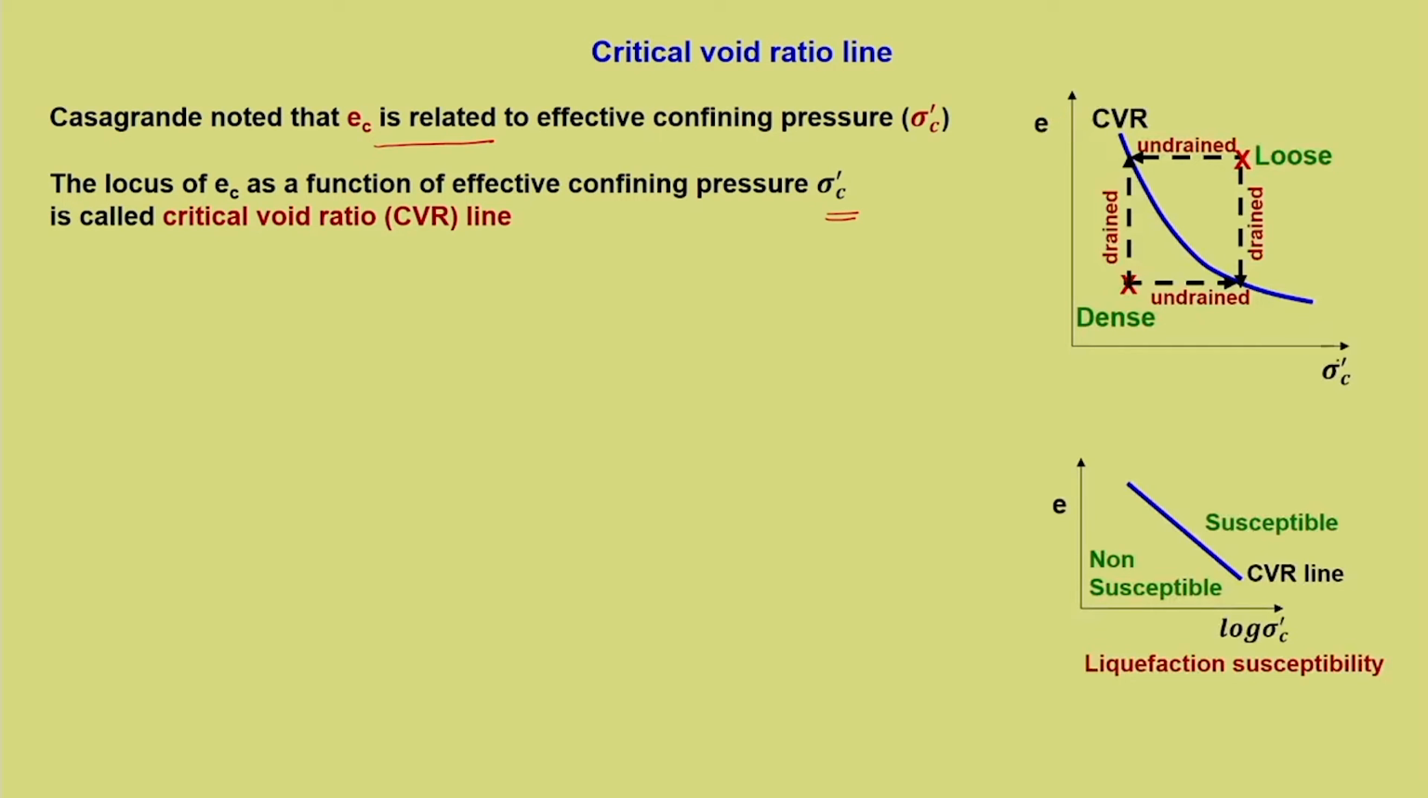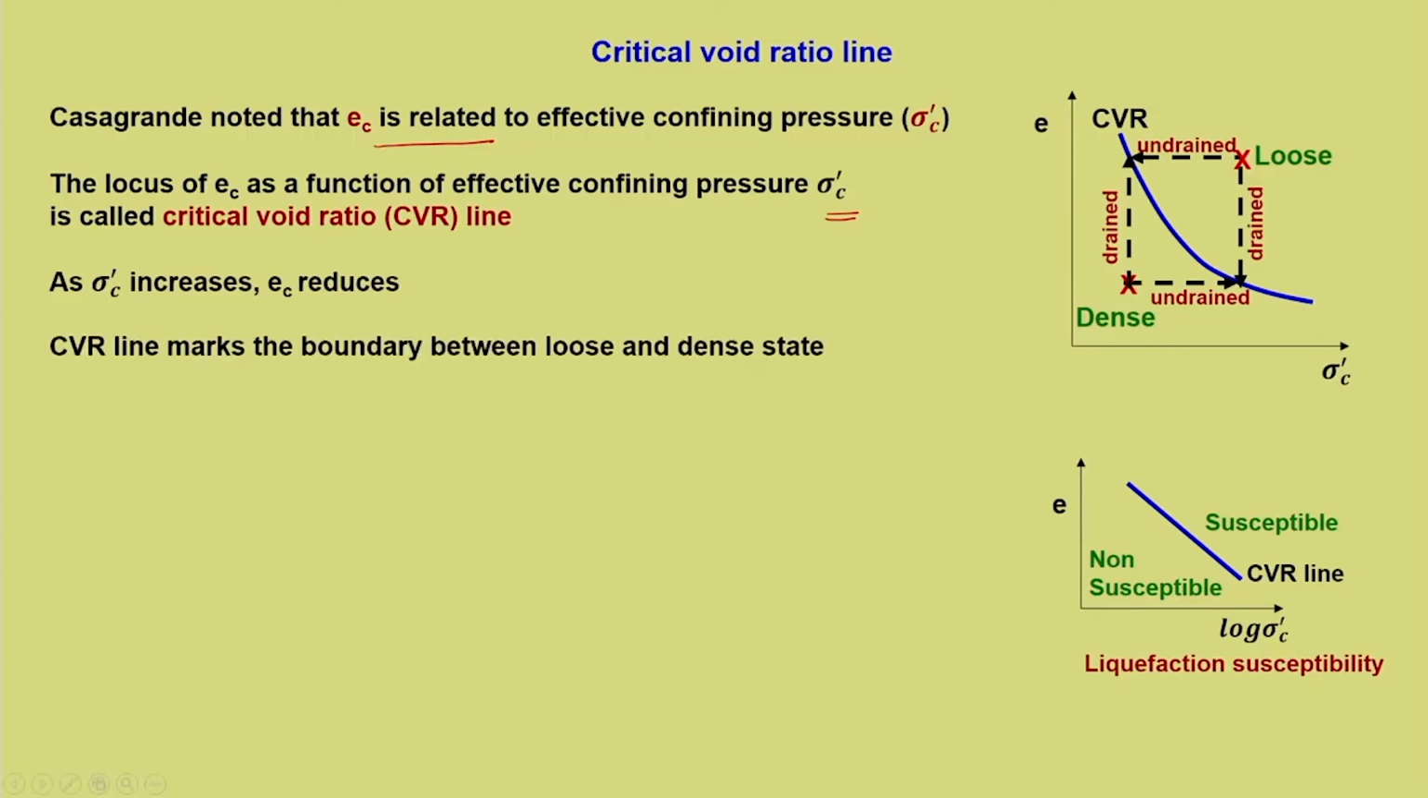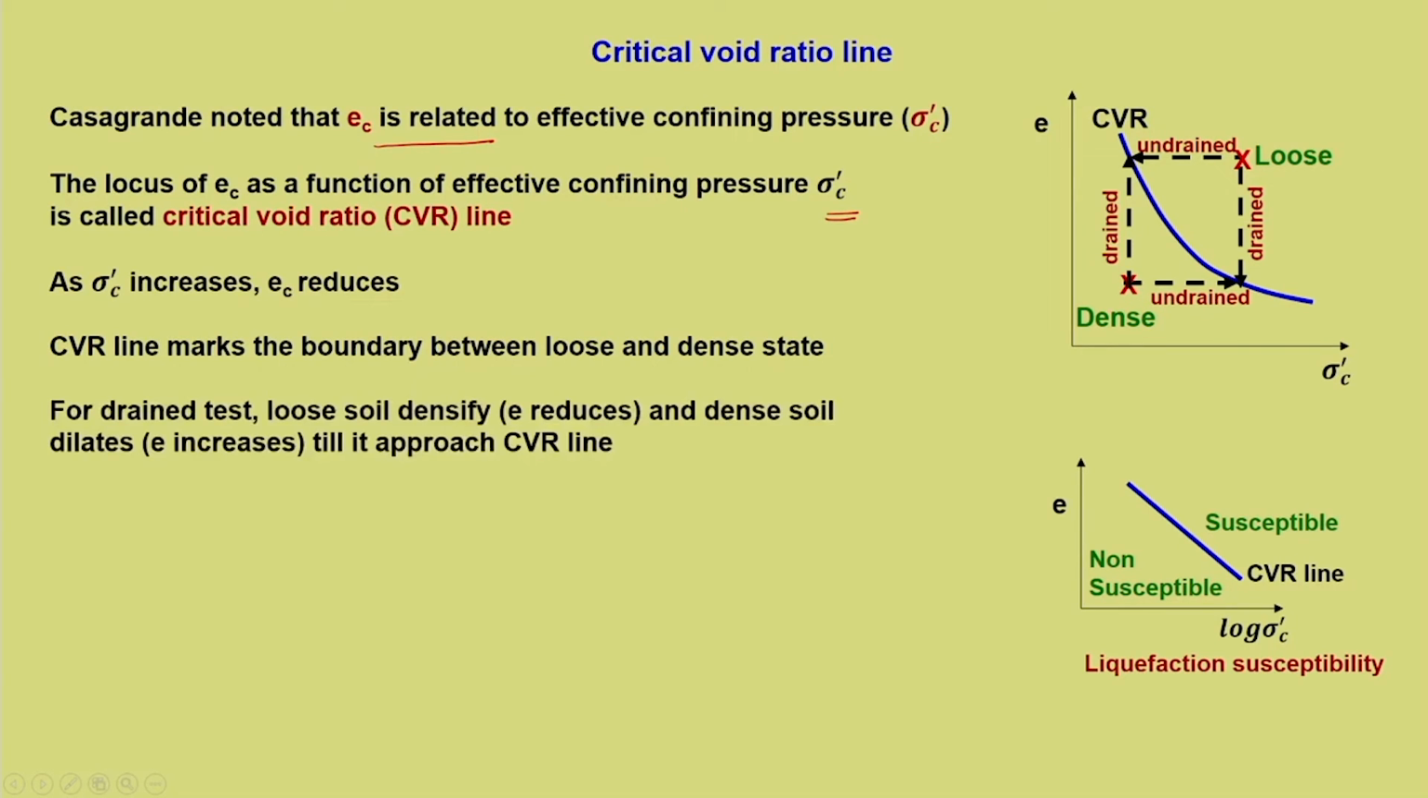It is E versus sigma dash C. Now, this blue line represents the locus of critical void ratio. We can see that as sigma dash C increases, EC reduces. Now, this blue line is specifically EC variation with sigma dash C. Now, CVR line, this particular line marks the boundary between loose state and dense state.